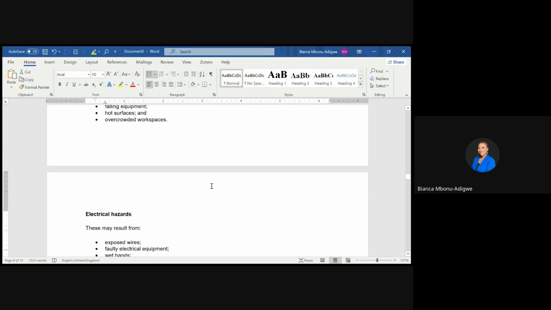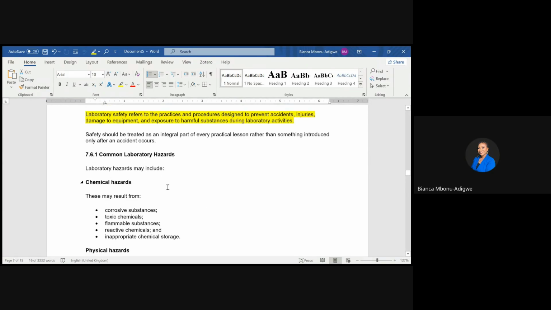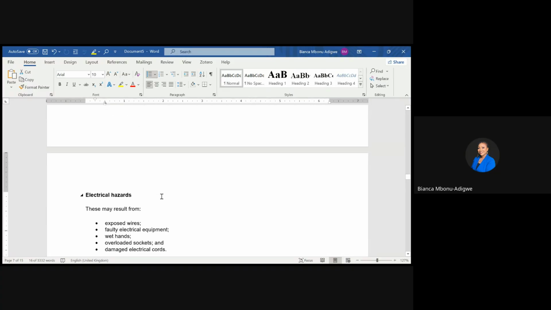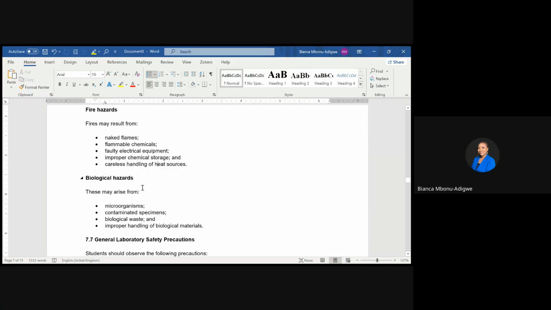So when we ask you to mention common laboratory hazards, give chemical hazards, physical hazards, electrical hazards, fire hazards. You should be able to know how we can expose ourselves to these things. How can you expose yourself to fire hazard? When you have naked flames in your lab, when you have chemicals that are flammable, faulty electrical equipment, improper chemical storage.